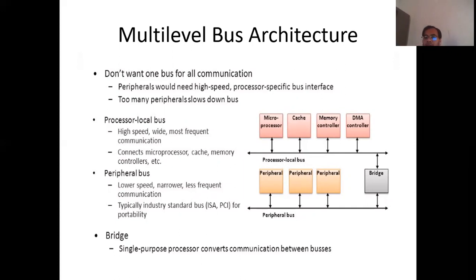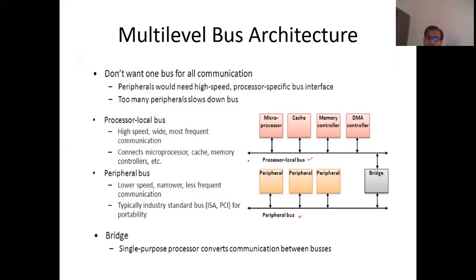Single level means there will be only one bus and all the communication will be done through that particular bus only, which we have discussed till now. That was the case of a single bus architecture. But there can be a multi-level bus architecture, meaning we can have two or three levels of dedicated buses for higher speed. Let us suppose this is a two level bus architecture: one is the processor local bus and one is the peripheral bus.